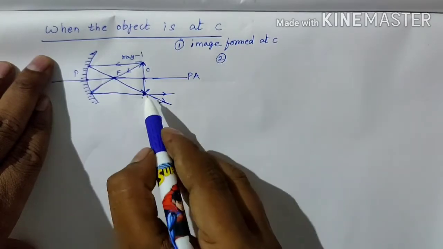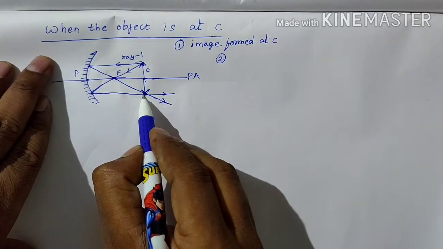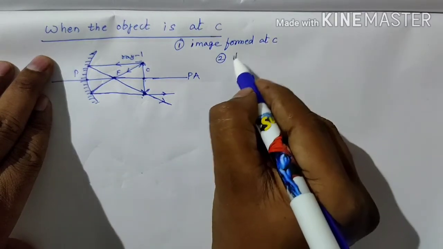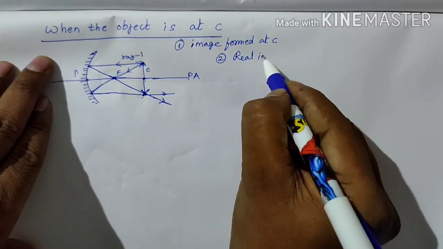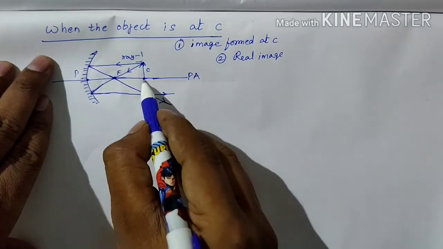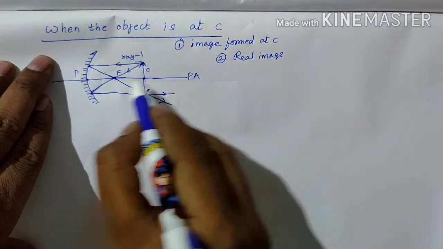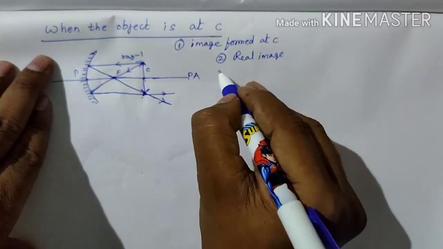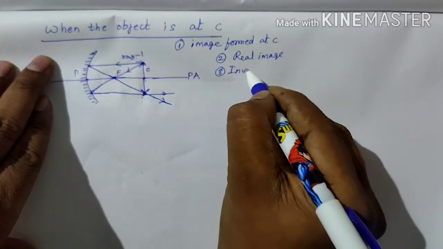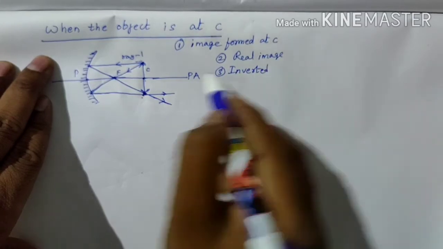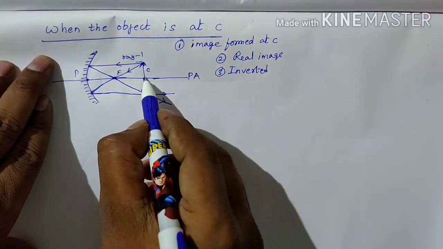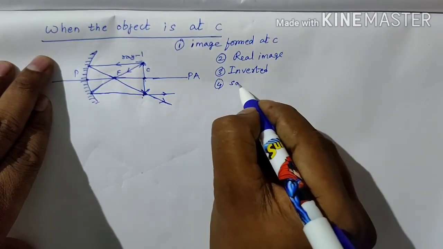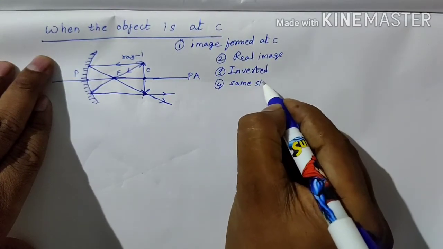Second point, this image is also caught on the screen. It forms on the screen, so it is a real image. And it is also below the principal axis. The image is formed below the principal axis, so this is an inverted image. And the object distance is the same as the image distance. So the image will be of the same size as the object.